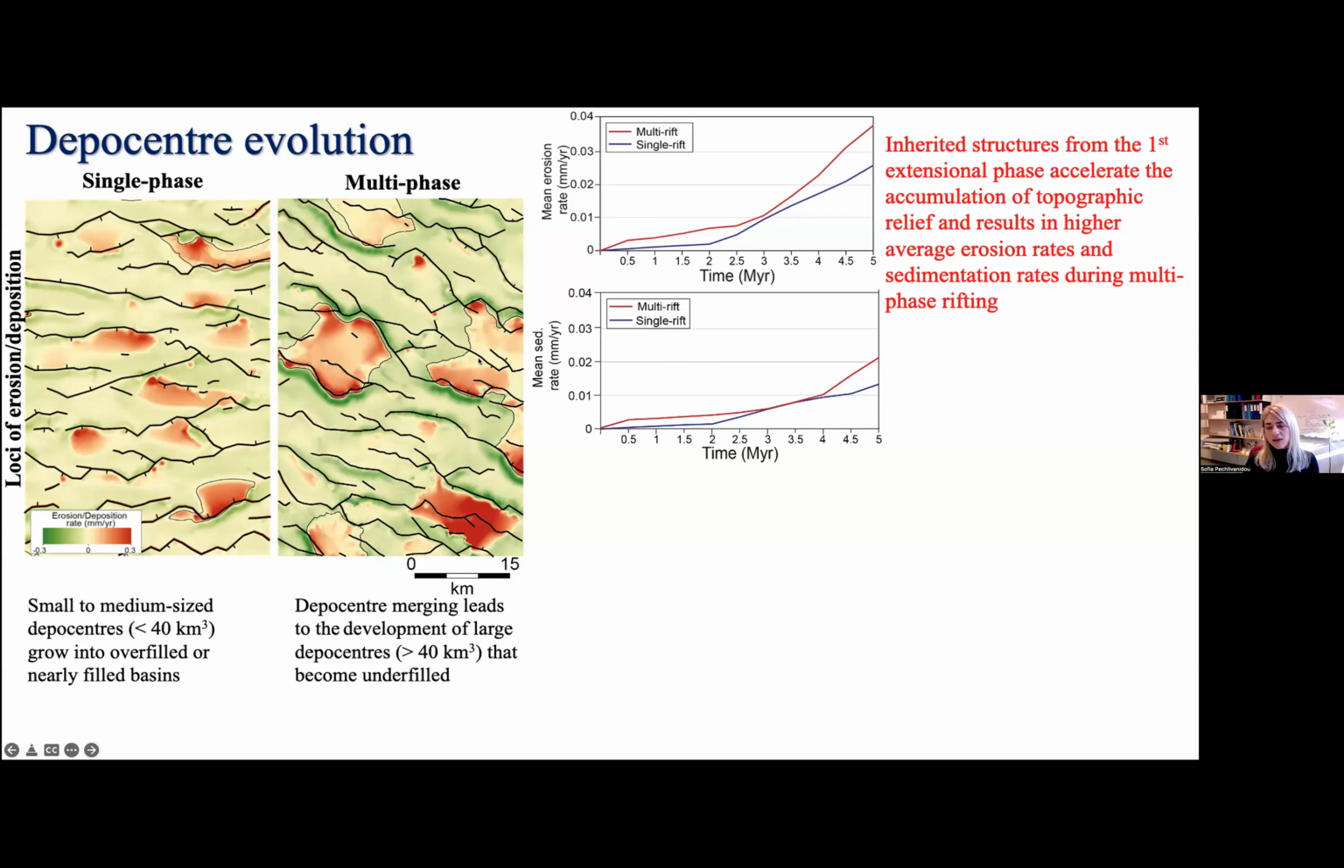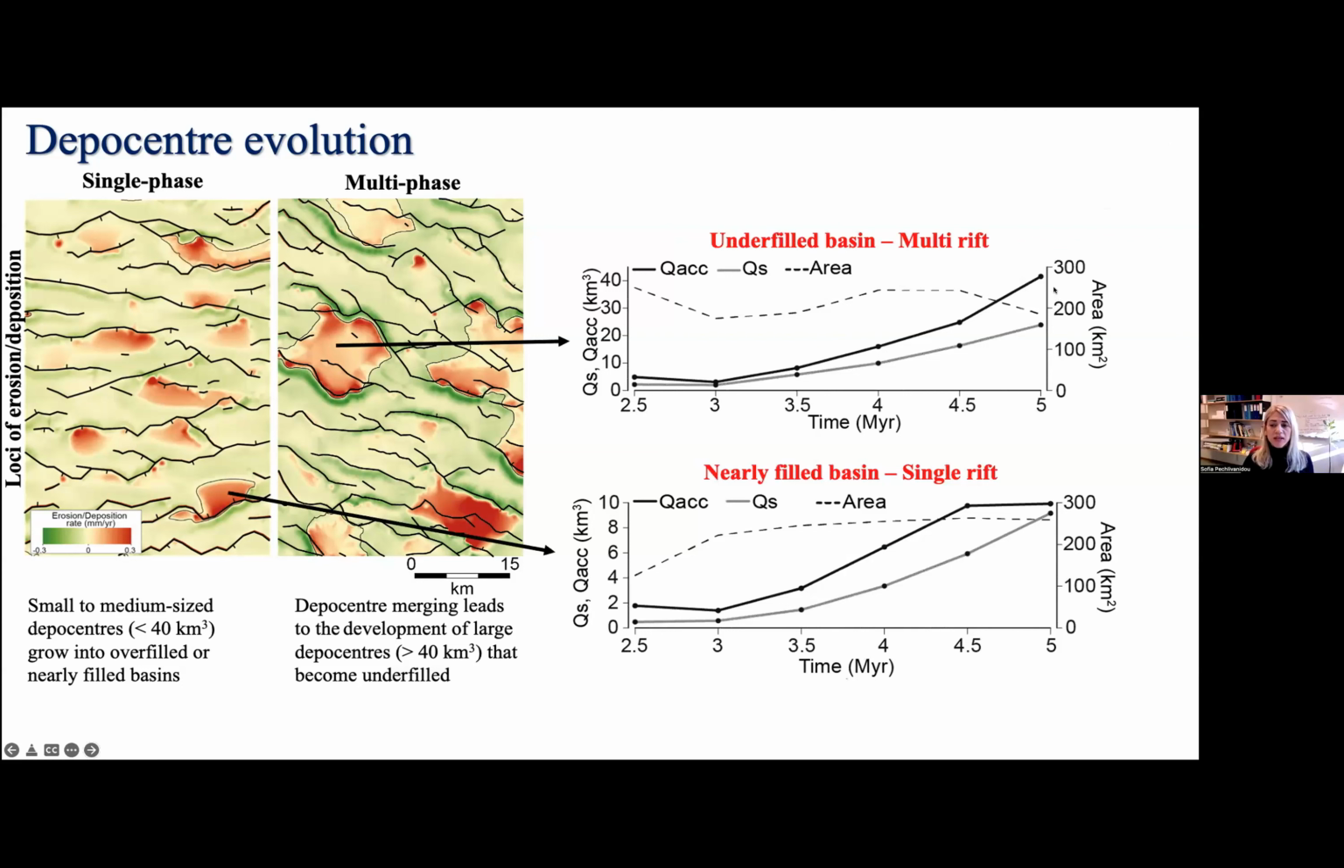This is from an underfilled basin from the multi-phase rift experiment, and this is from a nearly filled basin from the single-phase rift experiment. So what you see here is how accommodation space varies with time, the black line, and sediment supply, the gray line. So in this case, accommodation space overpasses sediment supply. So this basin is sediment starved after 5 million years of model run. Whereas here, accommodation space almost equals sediment supply after 5 million years. So that's the reason that this basin is nearly filled with sediment.